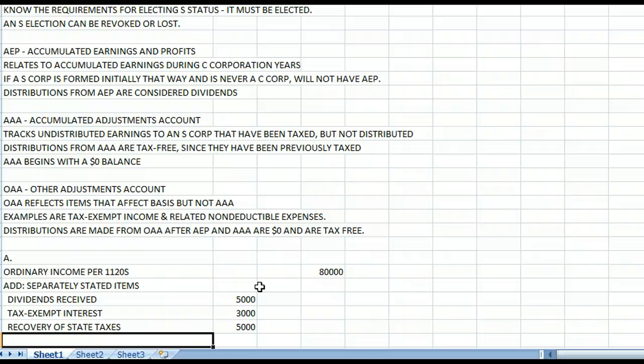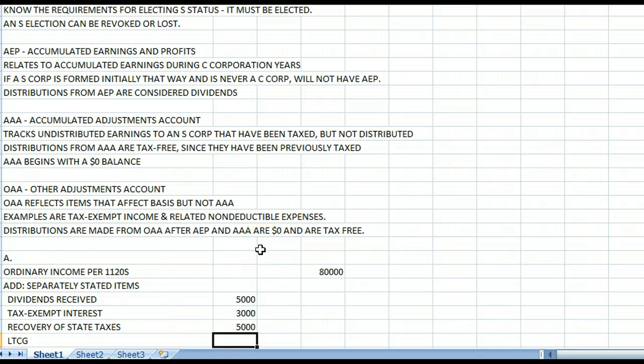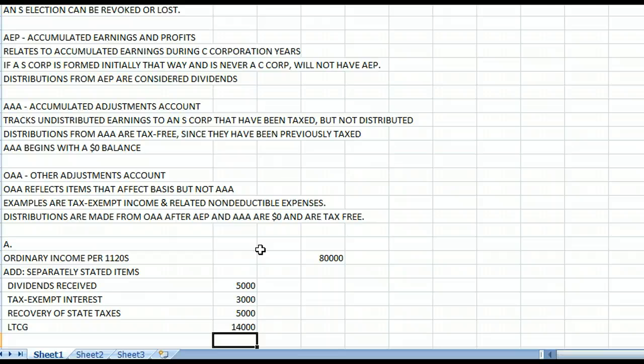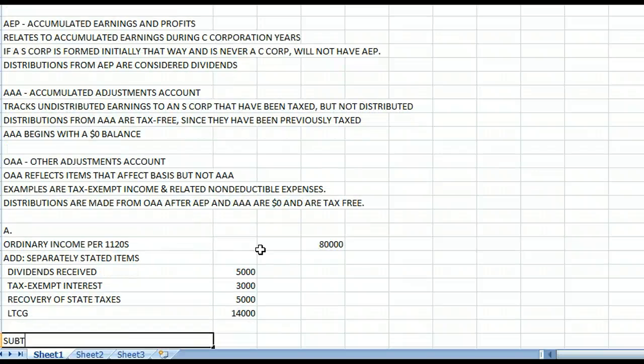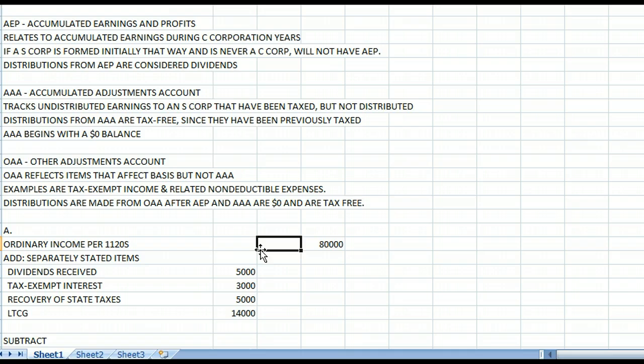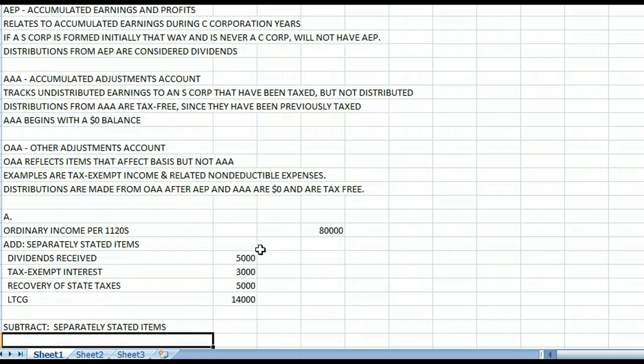Our long-term capital gain, we're going to abbreviate that. Okay, our long-term capital gain is $14,000. Now those are going to be my separately stated items that I'm going to add, and then I'm going to subtract other separately stated items. So we're going to add some separately stated and subtract. You could have done this all together just as well, just listed them all as one.